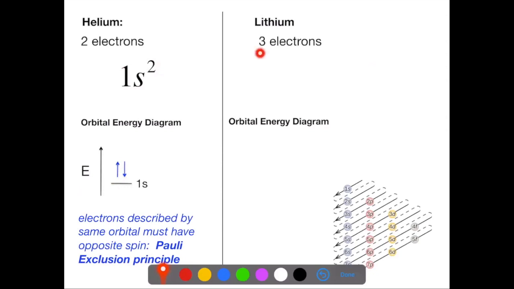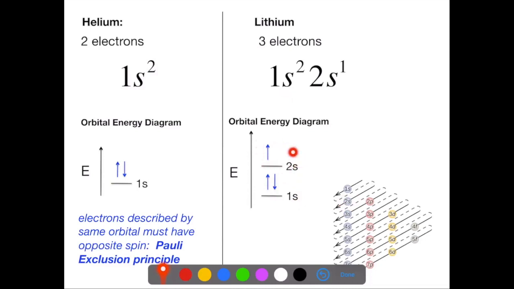Lithium has 3 electrons. We'd start in the same place and still have 1s2, but we have another electron, which goes to the next lowest orbital. The 1s shell is full, so now we go to the second shell, 2s1. If we were to draw that out, we'd show the 1s, and then above it the 2s, with a single electron in it.